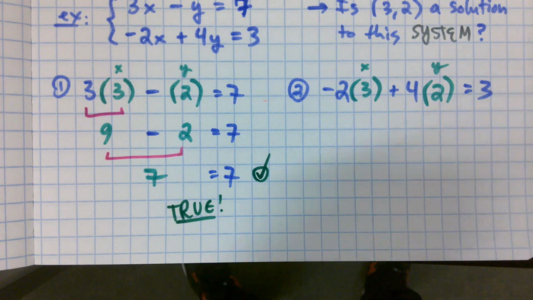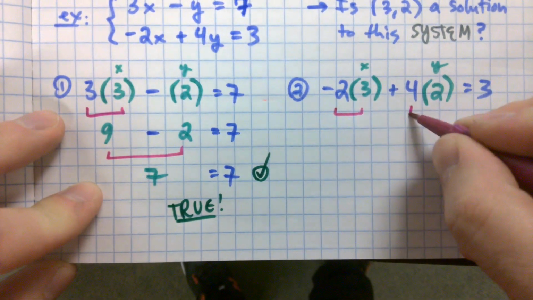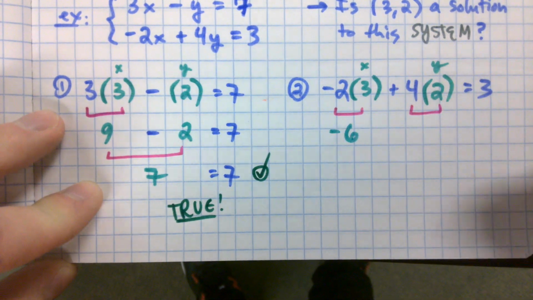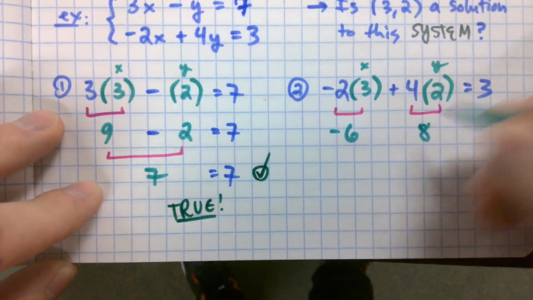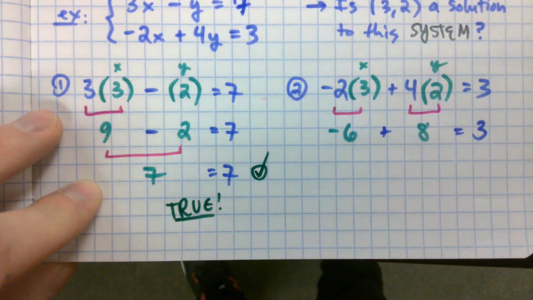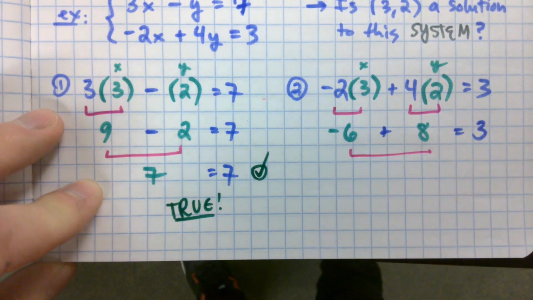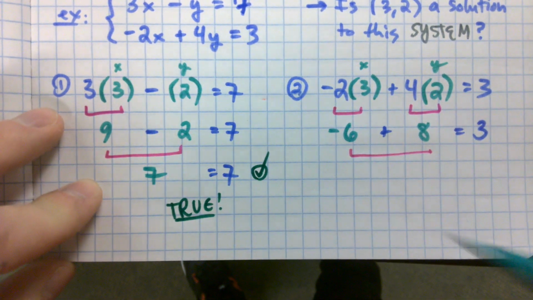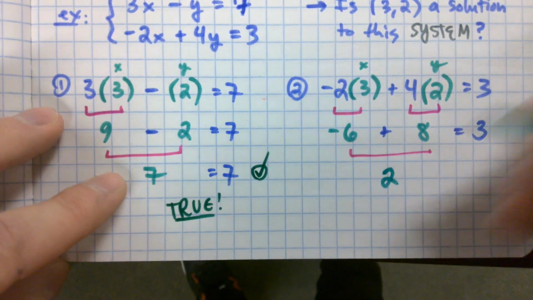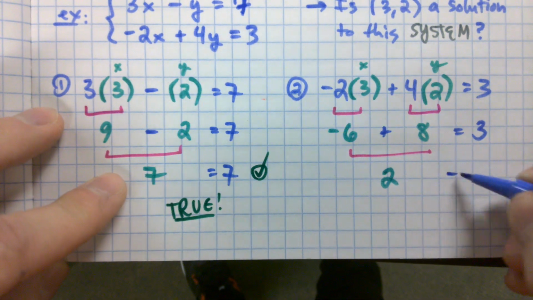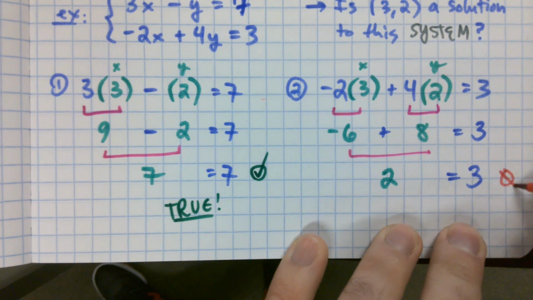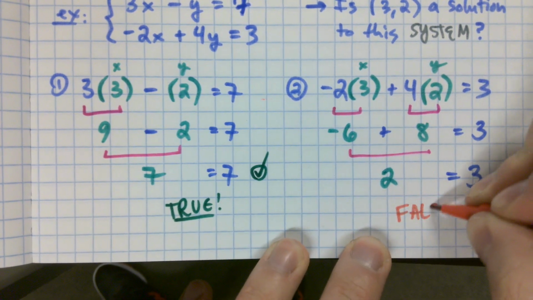Let's move over to the second one now. What does negative 2 times 3 give us? Negative 6. Good. What about 4 times 2? 8. Bring down the plus. Bring down the equals 3. What is negative 6 plus 8? Negative 6 plus 8 is what? 2. I heard a negative 2. Negative 6 plus 8, positive 2. Bring down the equals 3. Is 2 equal to 3? No. This one is false.